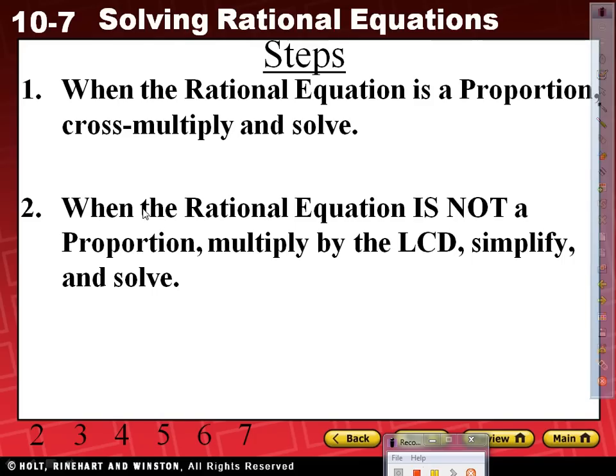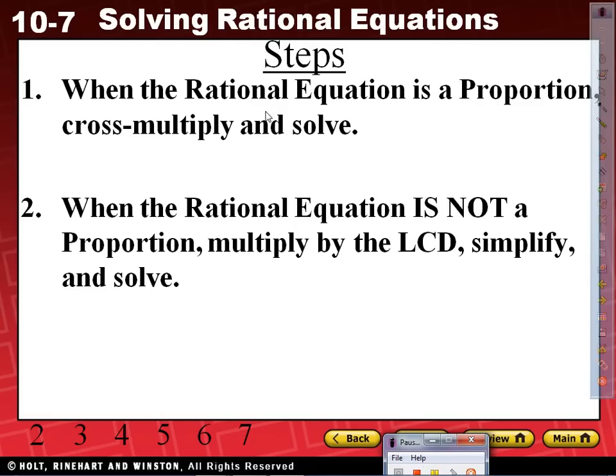However, step 2 says, when the rational equation is not a proportion, multiply by the LCD, simplify, and solve. Copy that, please. Okay, everybody got this down? Yeah. All right, so things to pay attention to.